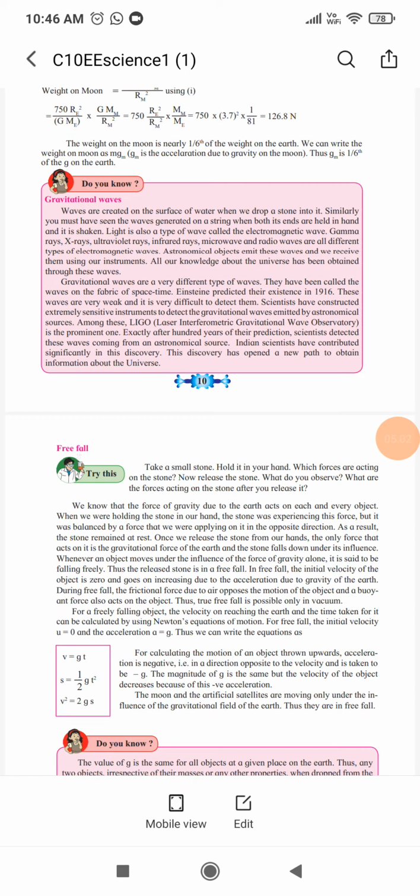In the third kinematic equation you will see v square equals u square plus 2as, but again u equals 0. So here it is 2gs.